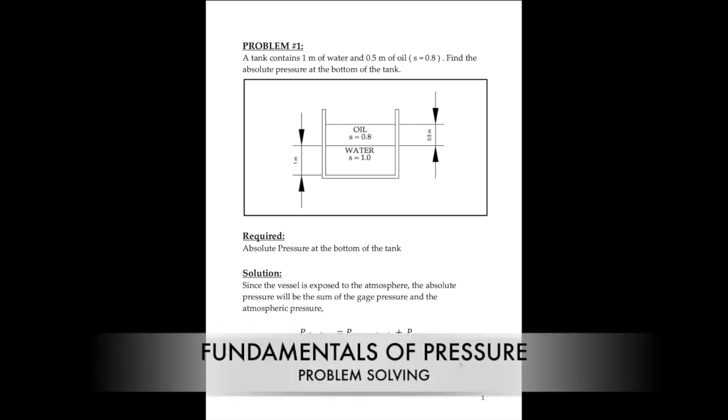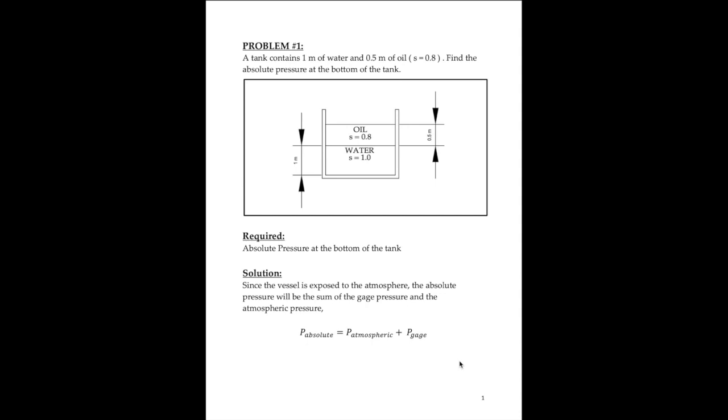Fundamentals of pressure, problem solving. Problem number 1. A tank contains 1 meter of water and 0.5 meter of oil with a specific gravity of 0.8. Find the absolute pressure at the bottom of the tank.